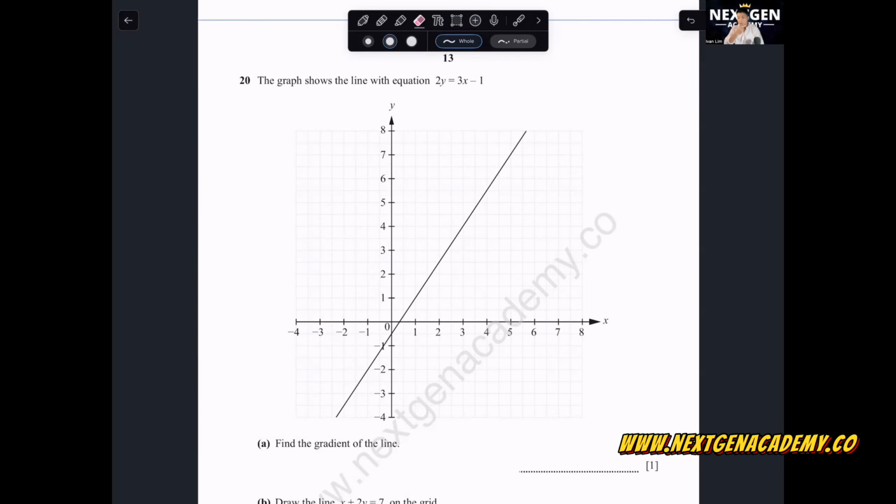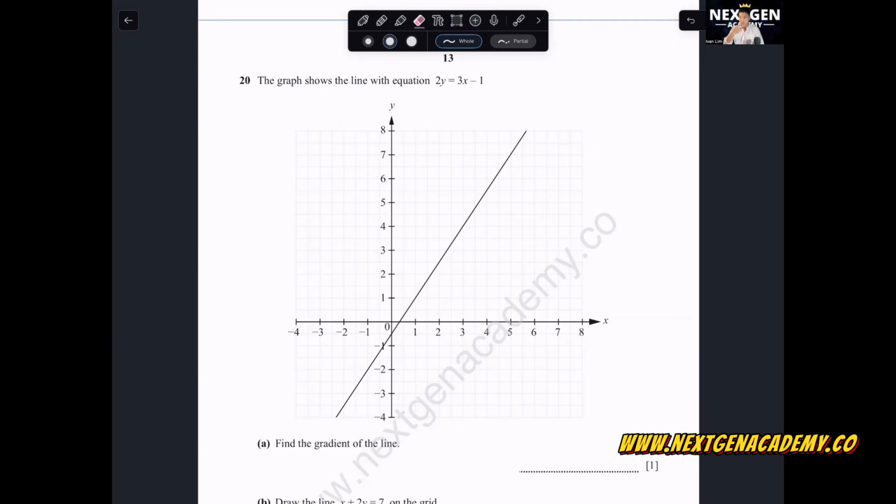Zija says negative 3 over 2. Is it negative 3 over 2? Anyone got a different answer? Zija says 3 over 2. Negative 3 over 2 or 3 over 2? Josh says 6. How do you get 6? How do you get 3 over 2? Ariel says 3 over 2. Why 3 over 2?